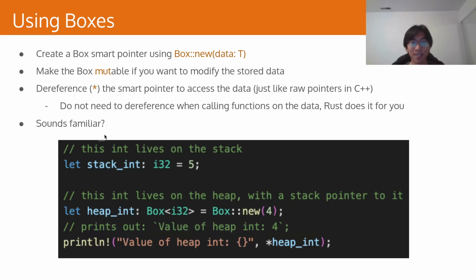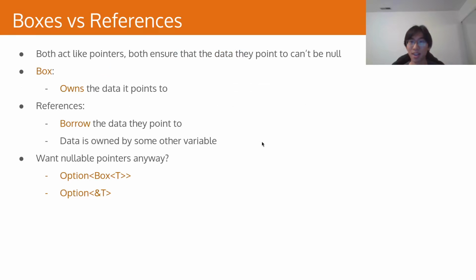This might sound a little familiar to something else that we've covered, right? References, where they both work kind of like pointers, and they both ensure that the data they point to is not null. But the core difference is that Box owns the data it points to, and when the Box goes out of scope, the data also gets freed from the heap. In contrast, references only borrow the data they point to, and the data is owned by some other variable. In both cases, if you wanted a nullable pointer anyways, you can always wrap it inside an Option, where you're forced to check if it's null or not. So these are some reasons why Box is safer than raw pointers.